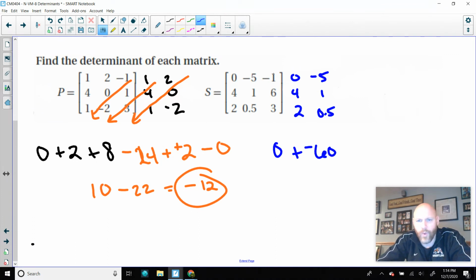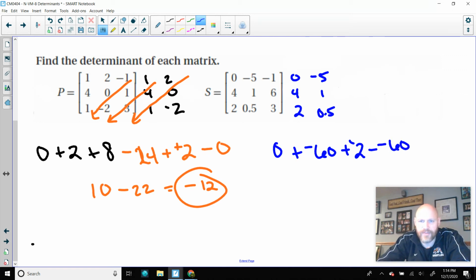Then we're going to do negative 1 times 4 times 0.5. Well, half of 4 is 2, times a negative 1 is going to be negative 2. And technically, we're adding that negative 2. All right, let's work backwards this time. Negative 5 and 4 is a negative 20, times 3 is a negative 60, so we're going to subtract a negative 60.